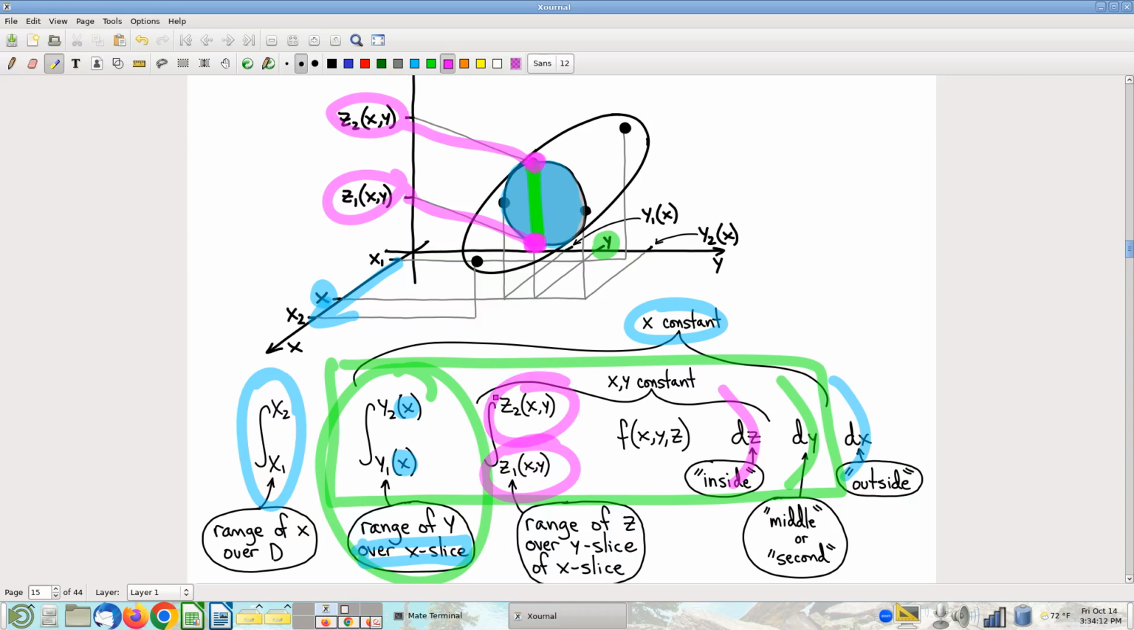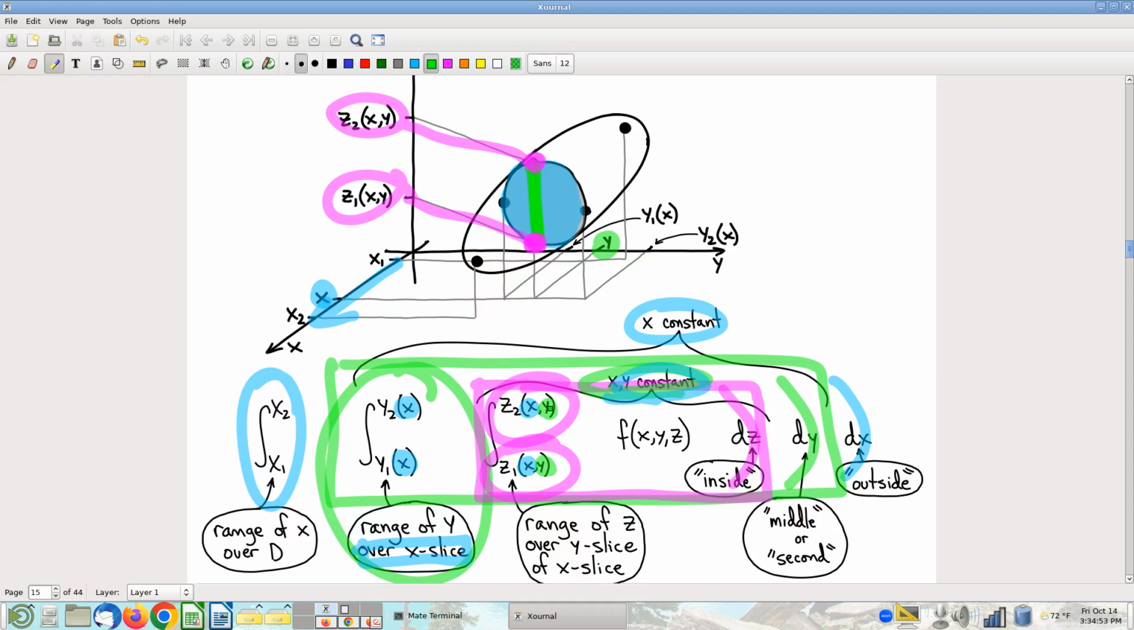Now again, notice on this y slice of our x slice, not only does x not change, but also y doesn't change either. We're going straight up. So both x and y are fixed. So for this inside integral, not only is x constant, but also y is constant. Both x and y are constant, and correspondingly then, these bounds, not only do they depend on x, they also depend on y. Okay, how are we doing?